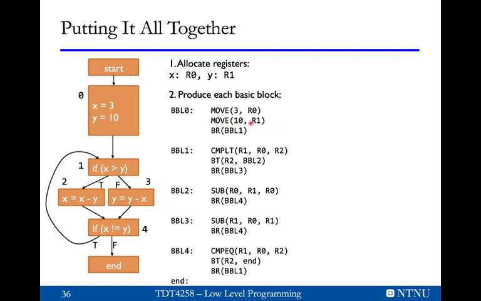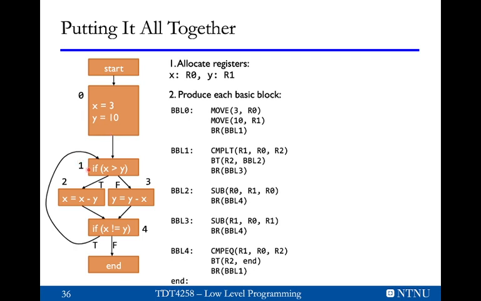Now, we have to generate additional code for this implicit branch here, because our basic block ends, so we know our basic block has to end with a branch, so we need to branch somewhere, and we always branch to basic block 1 in this case, so our final instruction for basic block 0 is a branch to basic block 1.